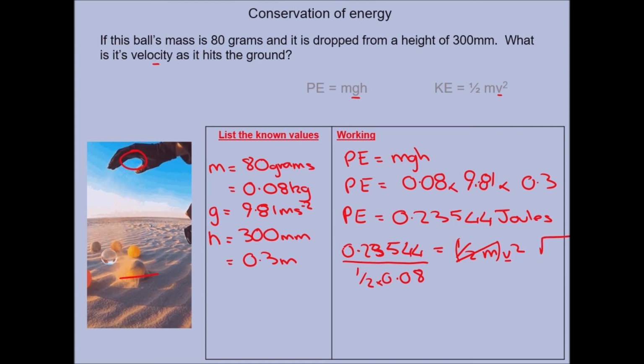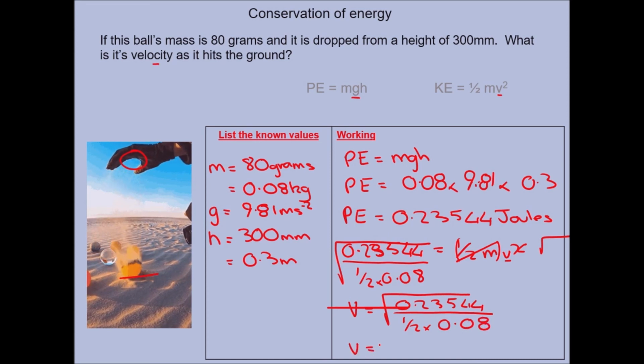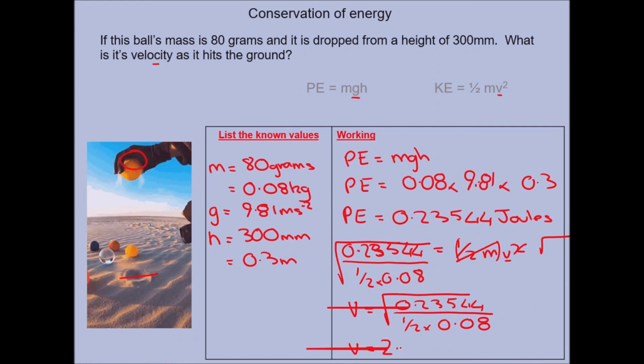Now I'm going to square root both sides of this. So I'm going to end up cancelling the square, so we'll have v is equal to the square root of 0.23544 divided by half the mass. So for the velocity, again I'll let you stick that in your calculator. So the velocity of this object as it hits the ground is 2.43 meters per second.